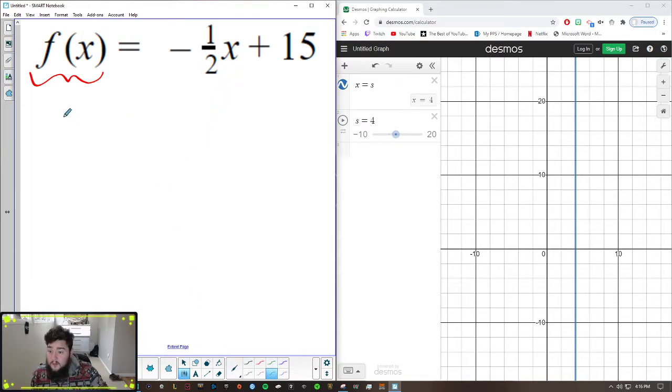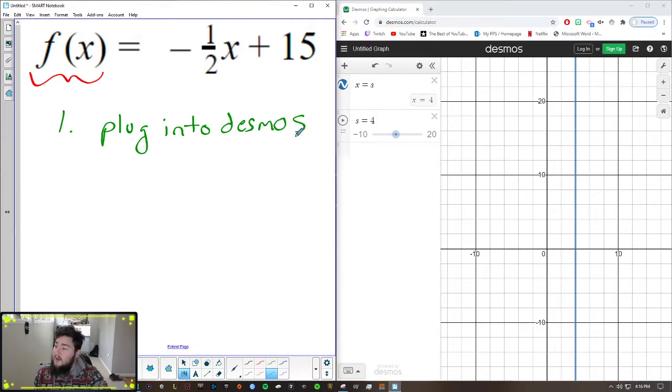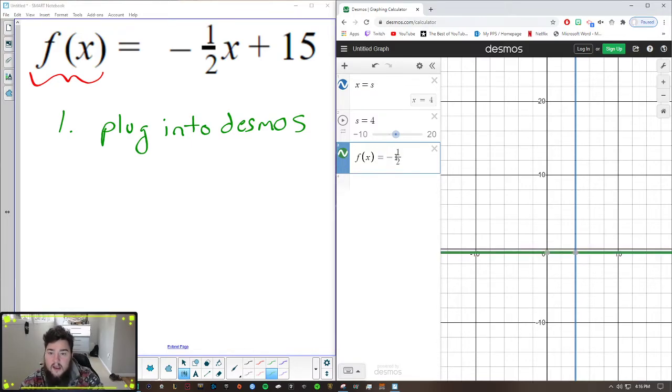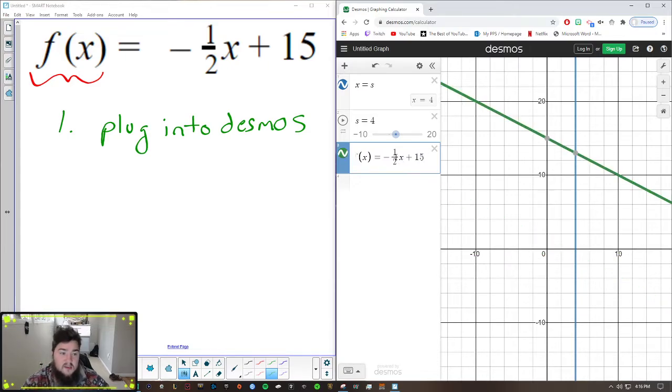The first step is plug it into Desmos. So I'm going to go over to Desmos, and I'm going to plug in my function exactly how it looks. f(x), or f of x, equals negative 1/2 x plus 15.